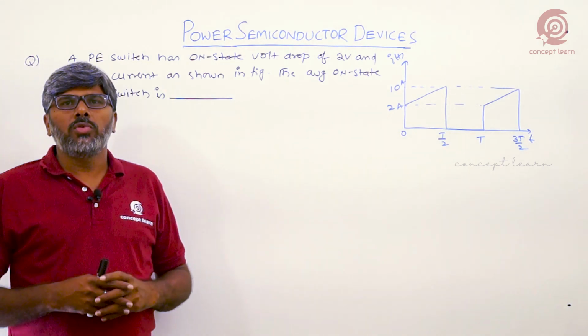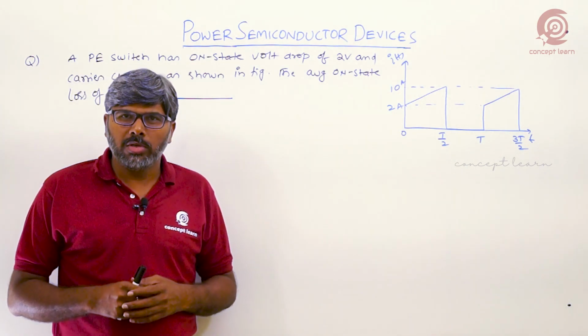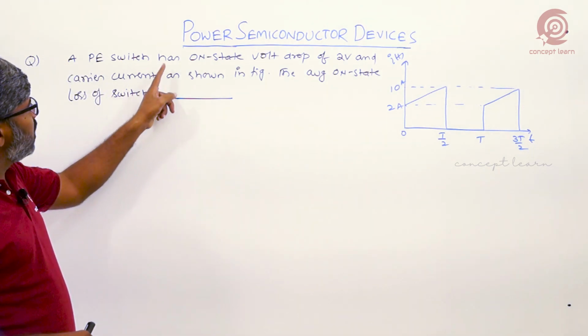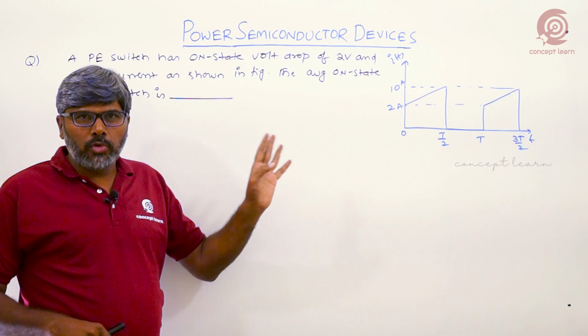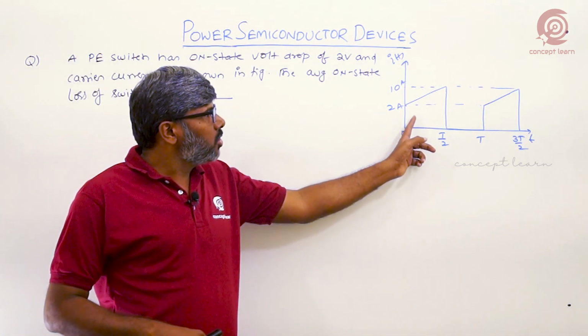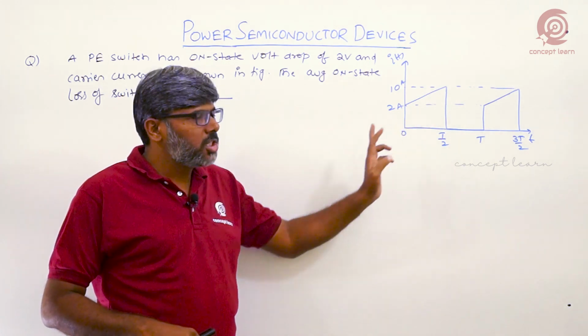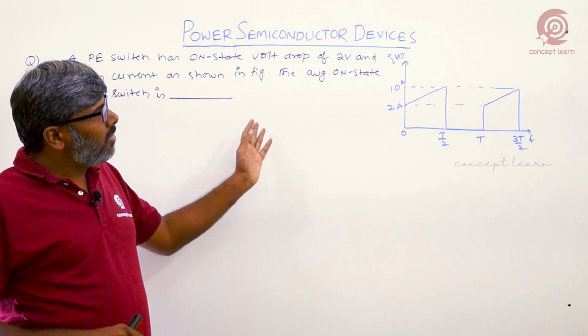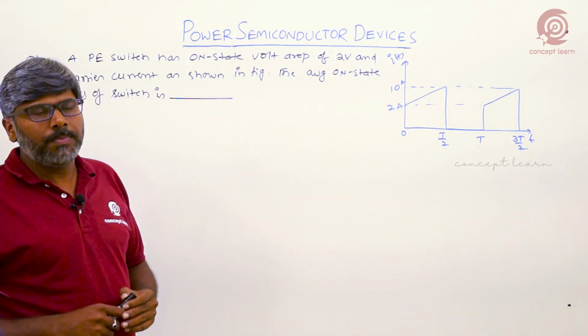So this is another question based on the conduction loss of the switch. The question: a power electronic switch has an on-state voltage drop of 2 volts and the current carried is shown in the figure. This is the current variation through the power electronic switch. Then what is the average on-state power loss of the switch?